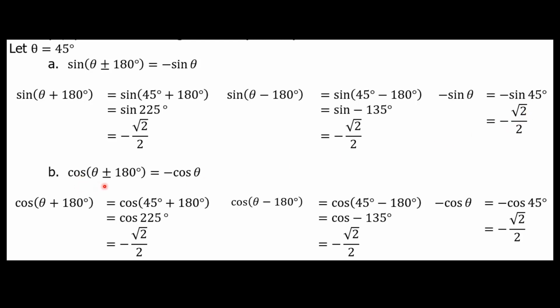For cosine of theta plus or minus 180 degrees, it is equal to negative cosine theta. We have the addition, we had the subtraction. Here 45 degrees plus 180 degrees gives us 225 degrees, and that is found on quadrant 3, and that must be negative. Okay, and negative 135 degrees is in quadrant 3, then we have negative square root of 2 over 2, and they are the same again because these two angles are coterminal angles. Now cosine 45 degrees really is square root of 2 over 2, and because there is a negative there, that's negative square root of 2 over 2.